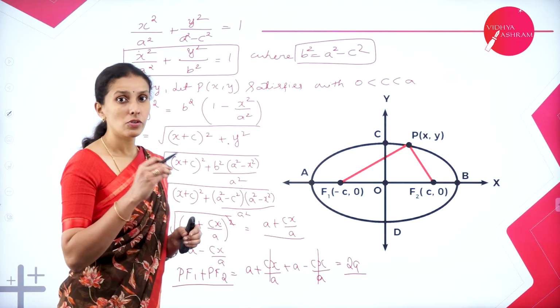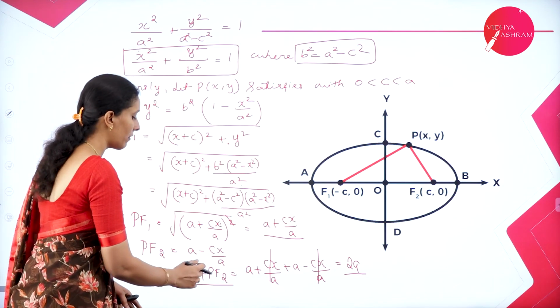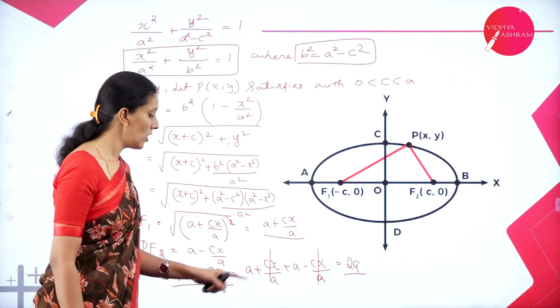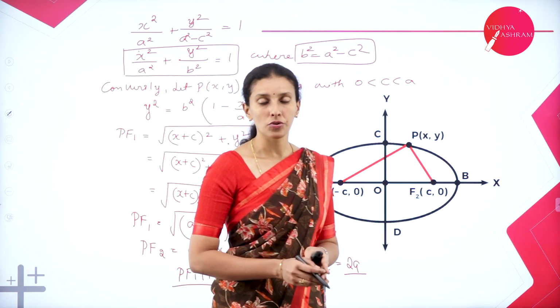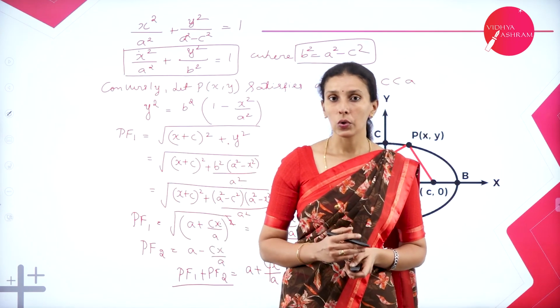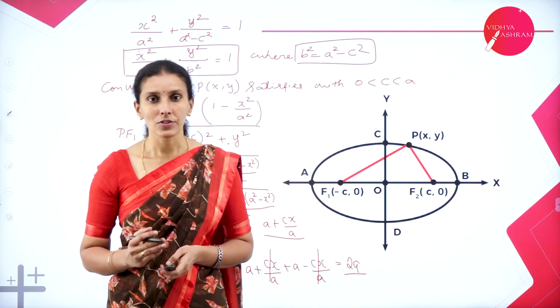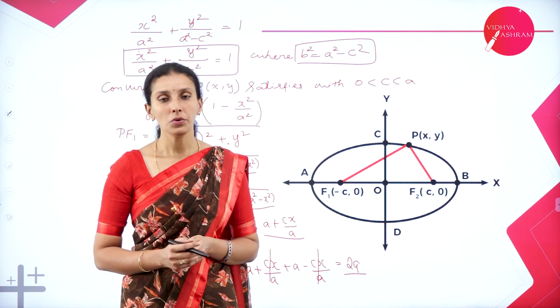Now our aim is to add these and find the constant term. So let us add PF1 and PF2. Cx by a and minus cx by a get cancelled. We get the value as 2a. So the converse part is also true. Therefore, we can conclude that the standard equation of an ellipse is x square by a square plus y square by b square is equal to 1.